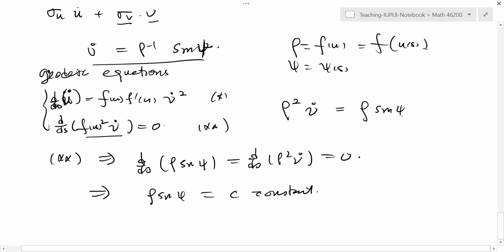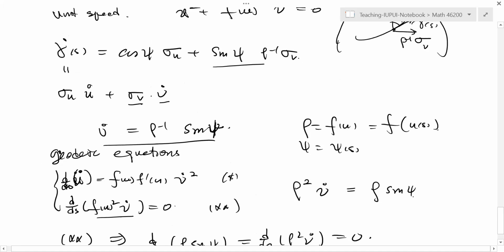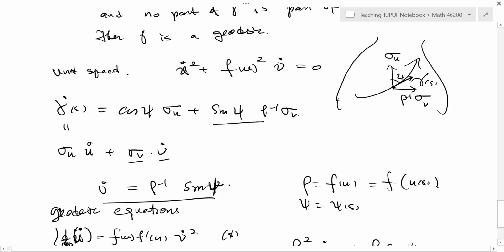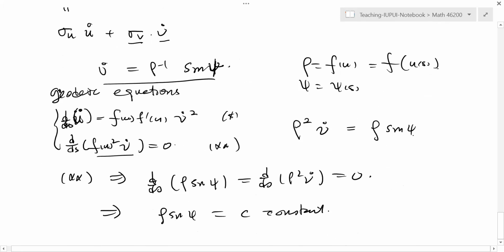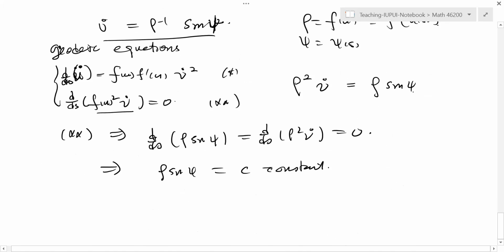Now, conversely, the second equation gave you this information. What I want to say is that, actually, of those two equations, the second equation implies the first equation, for a surface of revolution. How come?